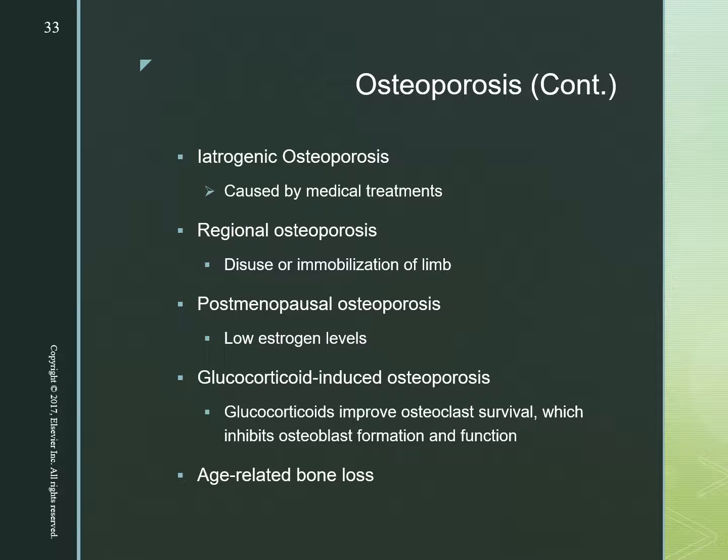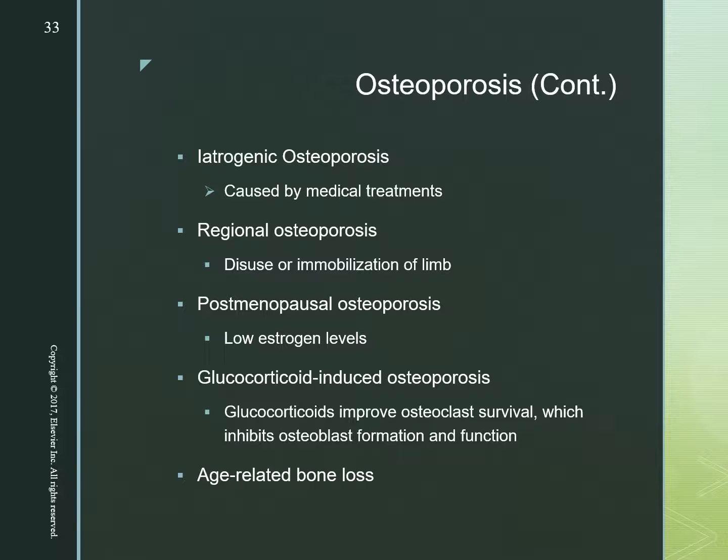There are actually different types of osteoporosis. There is iatrogenic osteoporosis, which is caused usually by medical treatments, and it's usually due to the medication. There's regional osteoporosis, which is disuse of an immobilized limb. This usually is due to weightlessness on that limb, and it can get osteoporosis within 8 weeks. There's postmenopausal osteoporosis. That's usually due to low estrogen levels, and that usually happens around menopause.